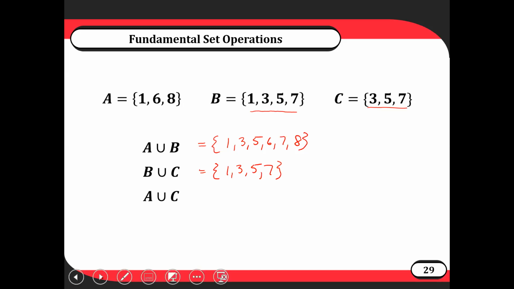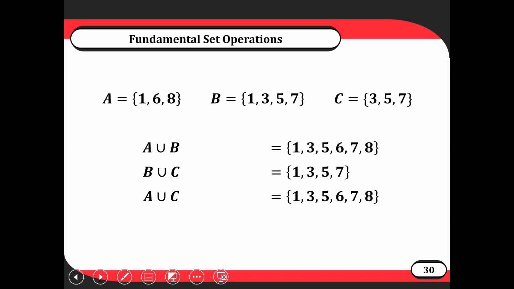A union C is 1, 3, 5, 6, 7. Okay. 1, 3, 5, 6, 7. Oh no, I need an 8 there. That's true. All right, so my mistake was on the last page. Good. Okay, questions? Pretty straightforward.